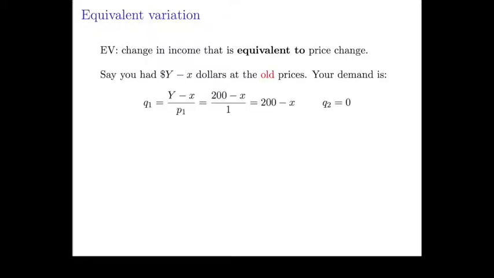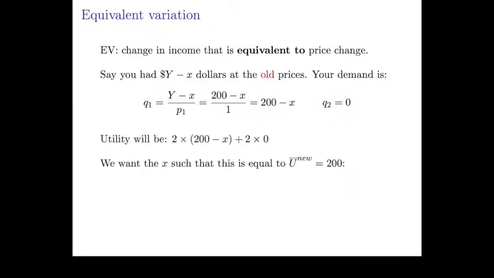So let's suppose that instead of the Y dollars you started with, you had Y dollars with X dollars taken out of it, but the old prices remain. Then how much of good 1 are you going to buy? Remember, good 1 is cheaper at the old prices than good 2. So you're going to buy 0 units of good 2. You're going to spend all of the Y dollars with the X dollars taken out of it on good 1. So that's 200 minus X divided by 1. So you're going to buy 200 minus X units of good 1, and 0 units of good 2.